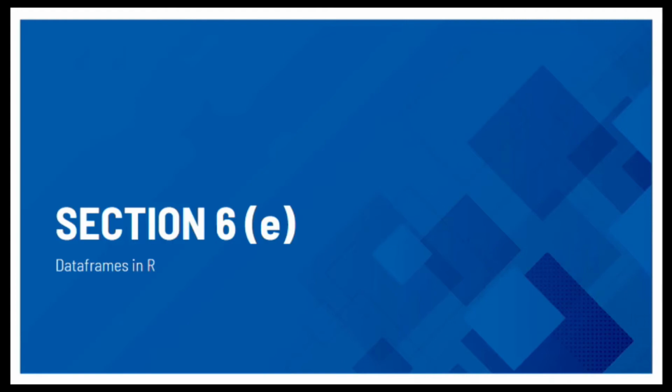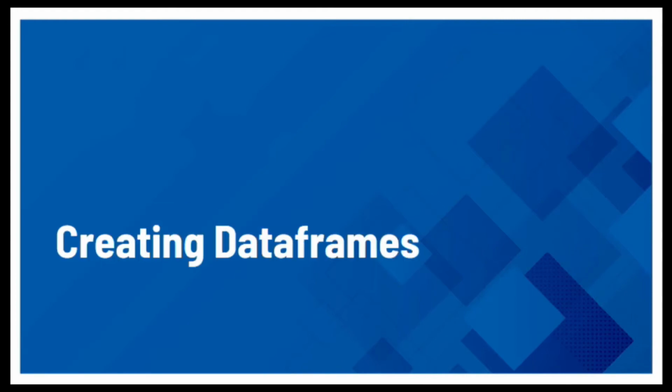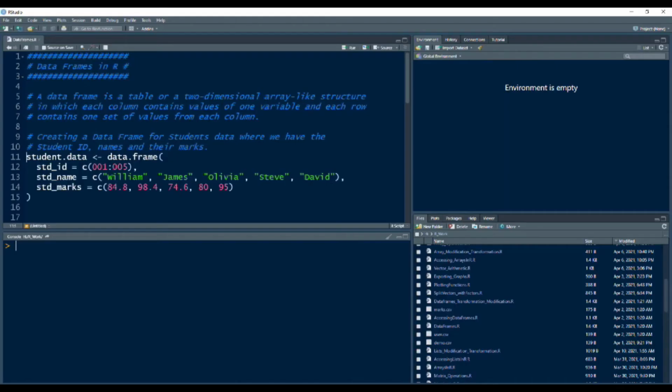Hello and welcome to this lab session. In this lesson, we will look at how to create data frames in R. A data frame is a table or a two-dimensional array-like structure in which each column contains values of one variable and each row contains one set of values from each column. The data stored in a data frame can be of numeric, vector, or character type.